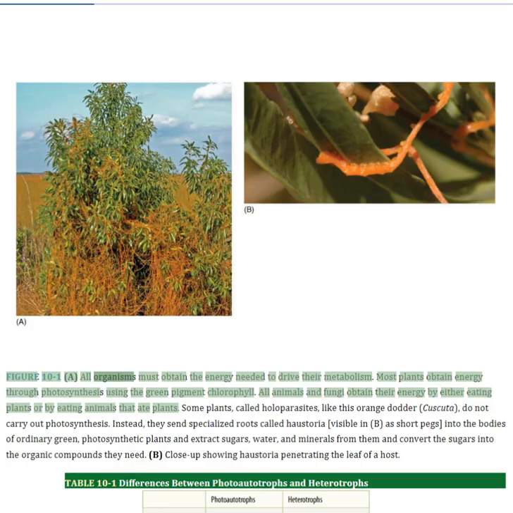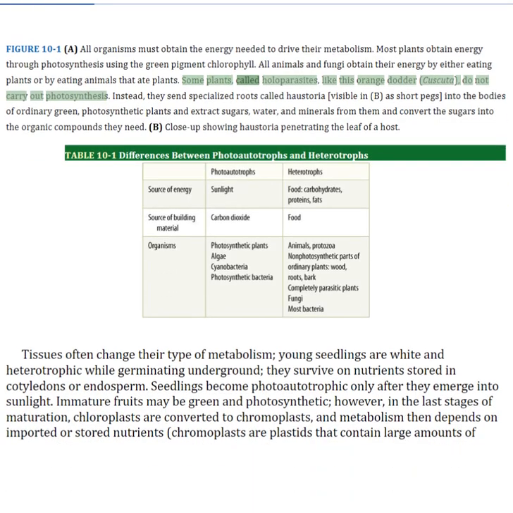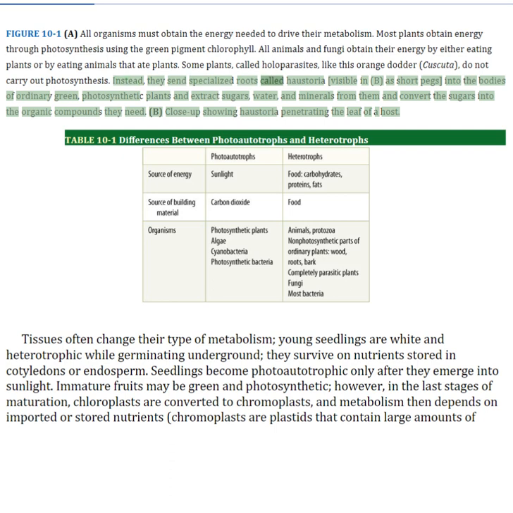Figure 10.1. All organisms must obtain the energy needed to drive their metabolism. Most plants obtain energy through photosynthesis using the green pigment chlorophyll. All animals and fungi obtain their energy by either eating plants or by eating animals that ate plants. Some plants, called holoparasites, like this orange dodder, do not carry out photosynthesis. Instead, they send specialized roots called haustoria into the bodies of ordinary green, photosynthetic plants and extract sugars, water, and minerals from them and convert the sugars into the organic compounds they need. Close-up showing haustoria penetrating the leaf of a host.